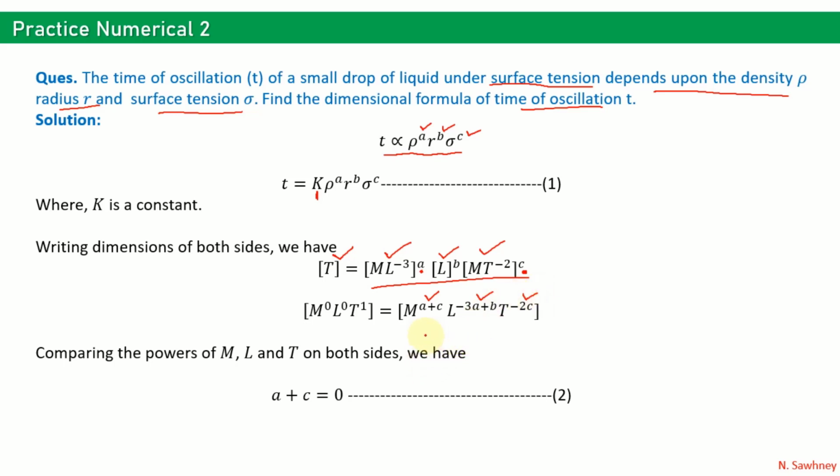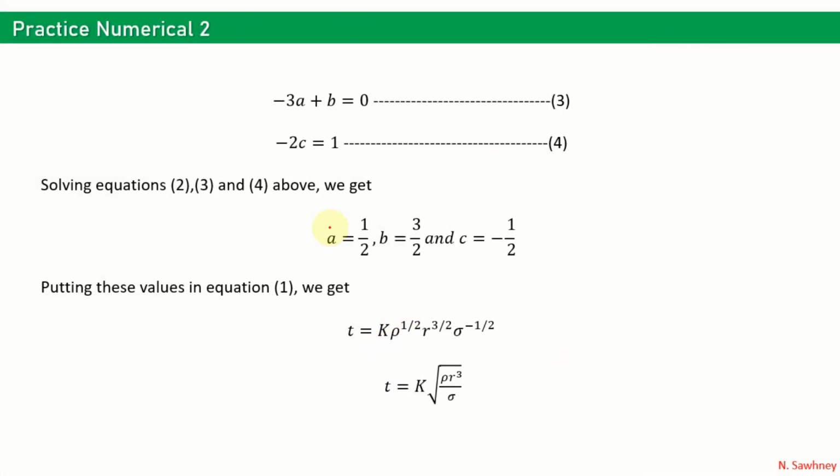Comparing the powers of M, L and T on both the sides of the above equation, we find that a plus c is equal to 0, minus 3a plus b is equal to 0, and minus 2c is equal to 1.